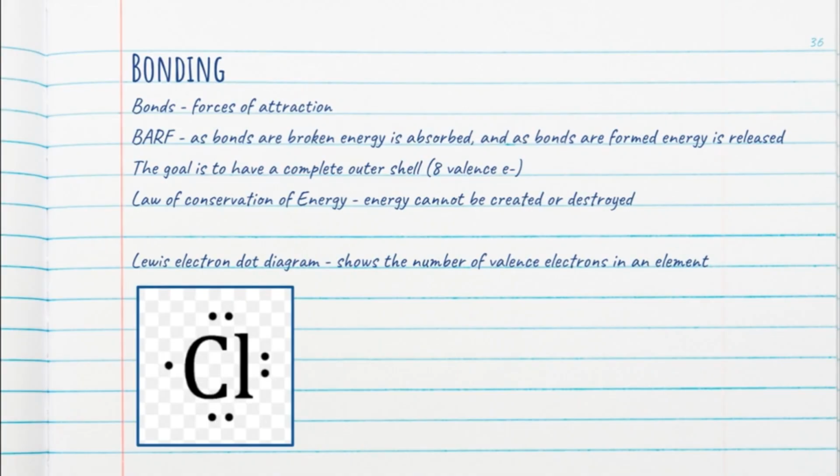A Lewis electron dot diagram shows the number of valence electrons in an element according to the periodic table.